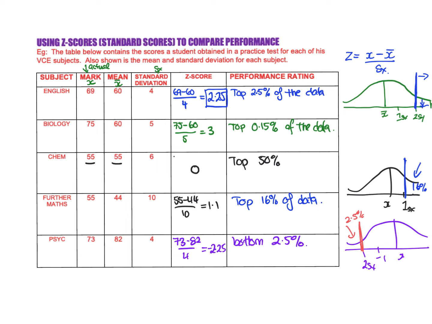So then what they'll say is rank this subject, because we can't rank just on their mark alone, because it's all different, and the score was different and the average and standard deviation. So that's why we do these Z-scores. So the higher the Z-score, the better the performance. So they definitely came first in biology. Would you agree? With a Z-score of 3. Then they were followed by, was it English? Second. Then they were followed by further maths. Yeah? And then chem. And then the worst performance one was psych.